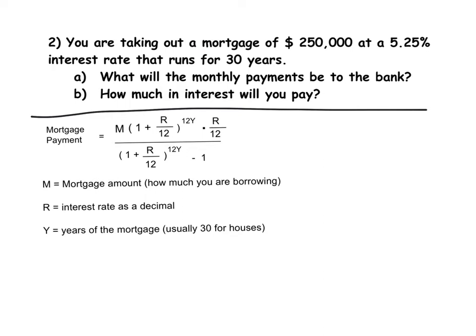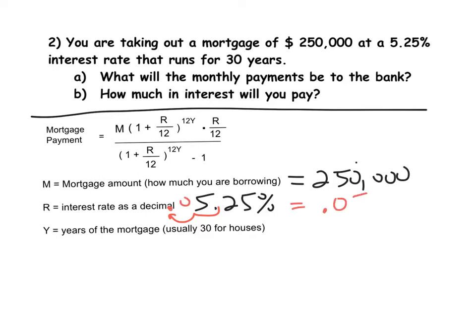Problem 2, you are taking out a mortgage of $250,000 at a 5.25% interest rate that runs for 30 years. So here the mortgage amount, M, is going to be $250,000. The interest rate, R, as a decimal, 5.25%. So we're going to move the decimal point 2 places to the left. So here our R is 0.0525. And the question says the mortgage runs for 30 years.